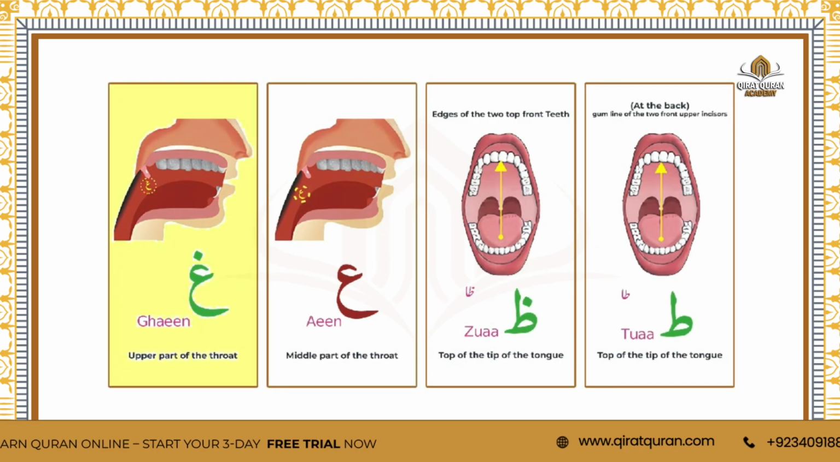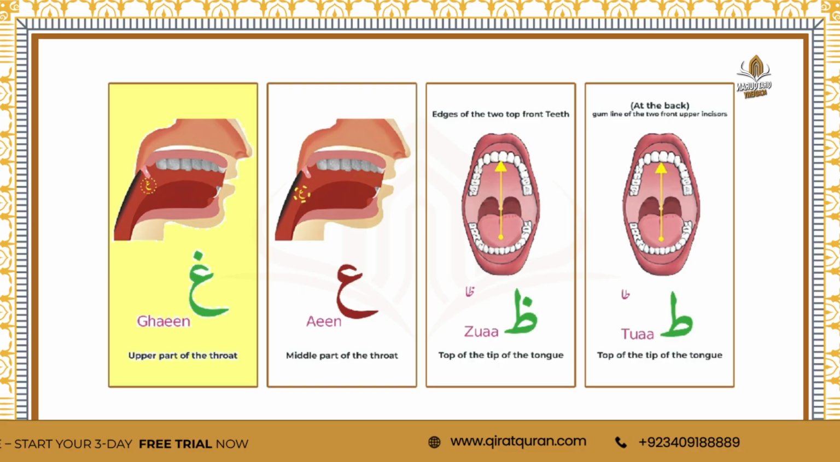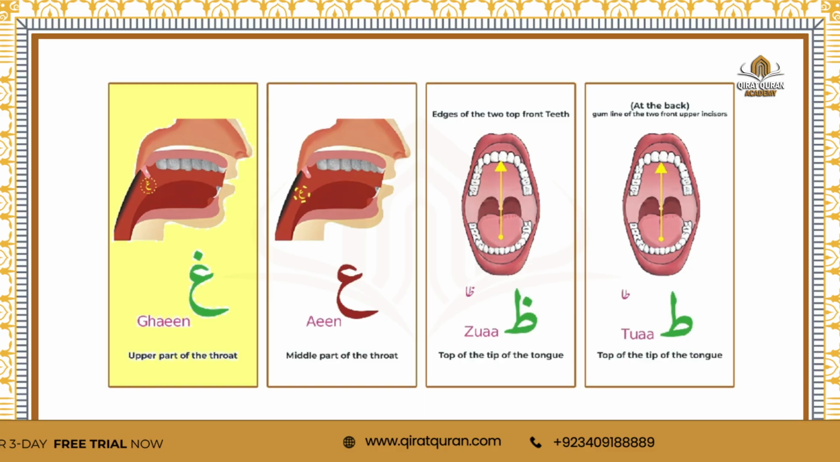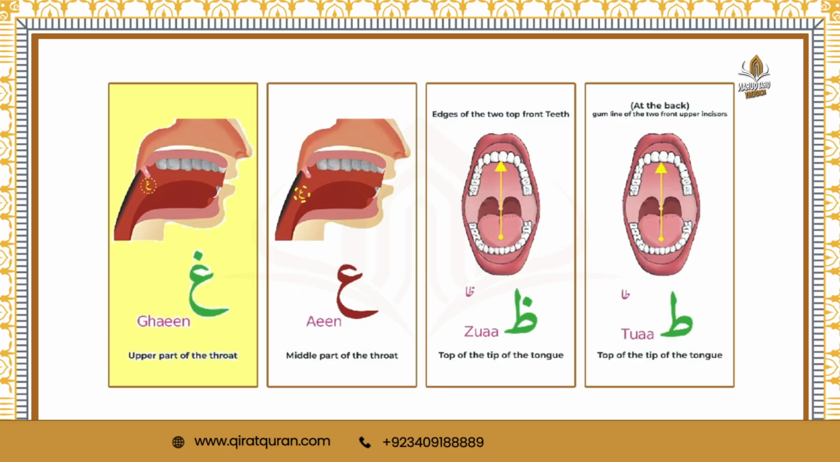Now the origin of this letter, how you have to pronounce this letter. For pronouncing this letter, you have to use the upper part of the throat. Here, you can see this is the upper part of the throat, which is on your mouth side. So for pronouncing Ghain, you have to use this part. Ghain. So this is the upper part of the throat. So for pronouncing Ghain, you have to use this part of your throat.